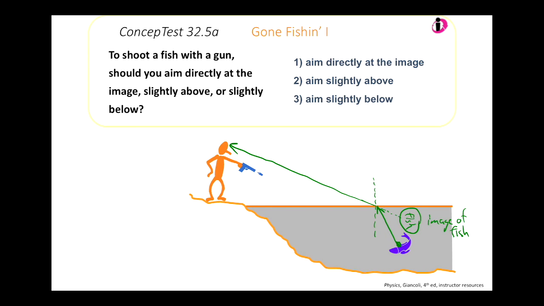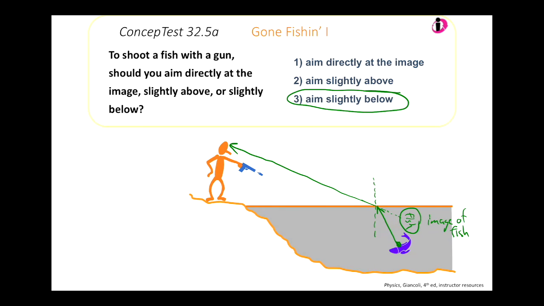So everything is a little backwards from what you think, huh? Instead of shooting exactly where I see the fish, I know that because light bent as it went from water into air, the actual fish is underneath that. So you need to aim slightly below. Ooh, that was unexpected, right? You're not seeing the fish where it actually is because the light refracted at the interface between water and air.